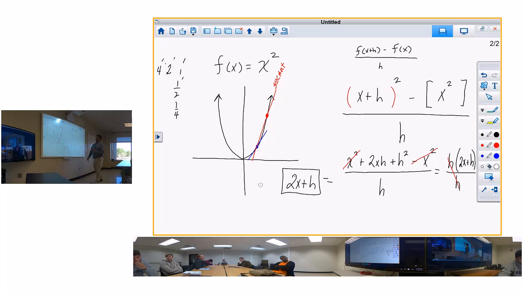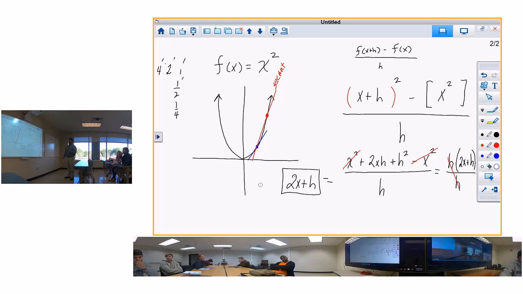Now, it's very important for y'all to understand this. So I hope y'all are not blowing this off. I hope y'all are paying attention, because this is where the calculus, this is where the rubber meets the road.